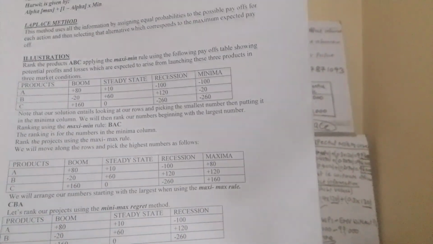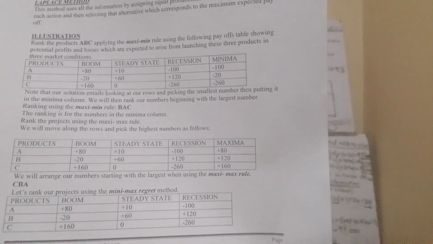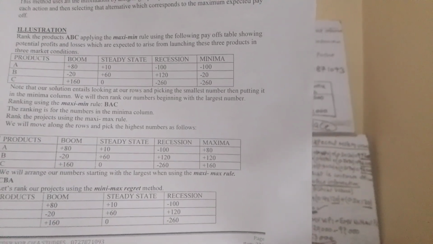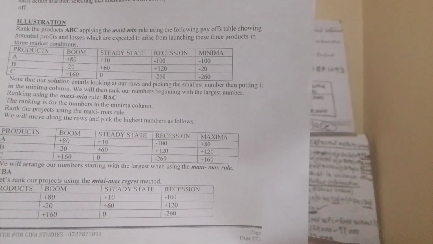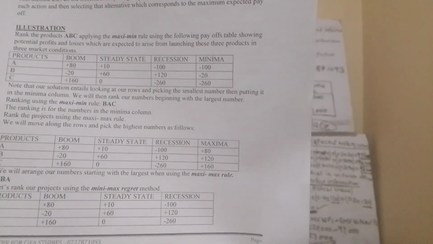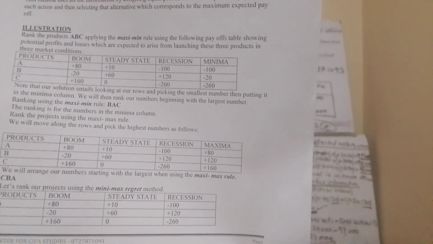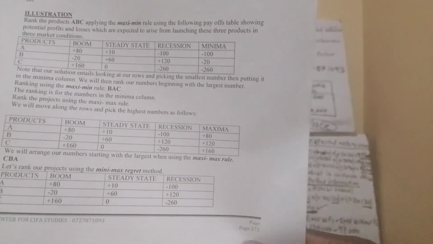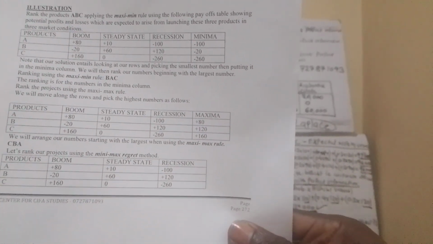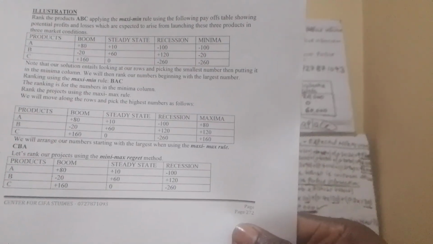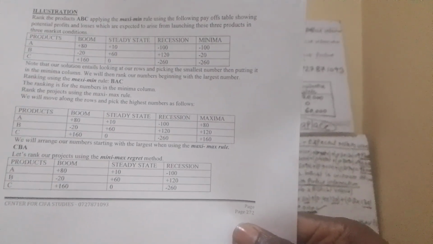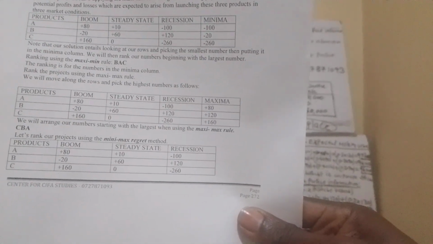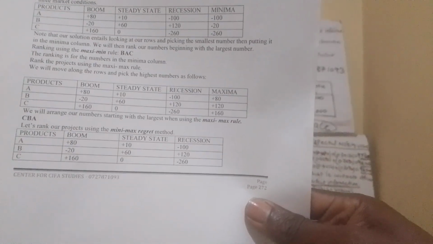You can see how you go along each row. If it is for max min, go along each row identifying the lowest. For example, the first one you took negative 100, second one negative 20, third one negative 260. If it is max, you go along each row taking the highest. The first row you took plus 8, second row plus 120, third row plus 160.